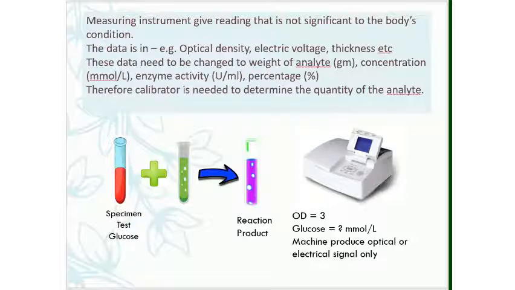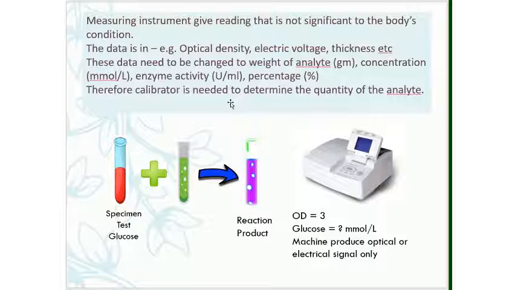So, the measuring instrument will give a reading that is not significant to the body's condition. The data is, for example, optical density, electric voltage, thickness, and so on. This data needs to be changed to something more significant, such as weight of analyte, maybe in gram, yeah? Concentration in millimole per liter, enzyme activity in unit per mL, percentage, and any other. Therefore, a calibrator is needed to determine the quantity of analyte.